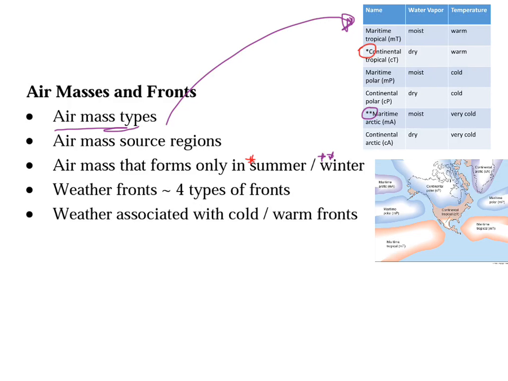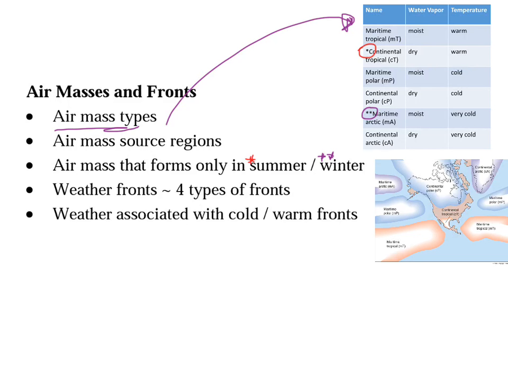Okay. So, one air mass only forms in the summertime. That's this one. Okay. One air mass only forms in the wintertime. And actually that is the maritime Arctic, which isn't shown here.